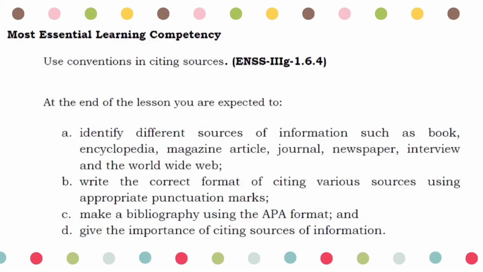Most essential learning competency. Use conventions in citing sources. At the end of the lesson, you are expected to: letter A. Identify different sources of information, such as book, encyclopedia, magazine article, journal, newspaper, interview, and the World Wide Web. Letter B. Write the correct format of citing various sources using appropriate punctuation marks. Letter C. Make a bibliography using the APA format. And letter D. Give the importance of citing sources of information.